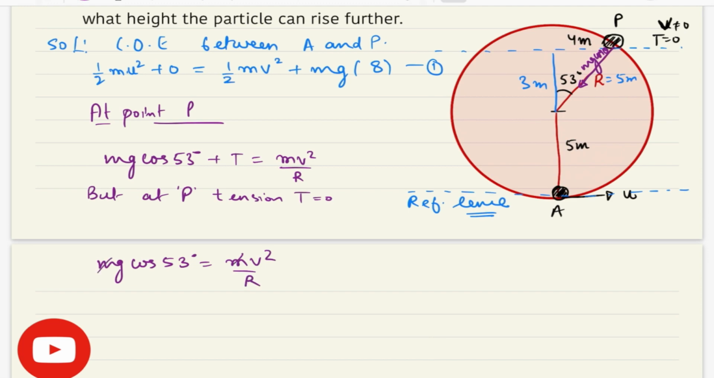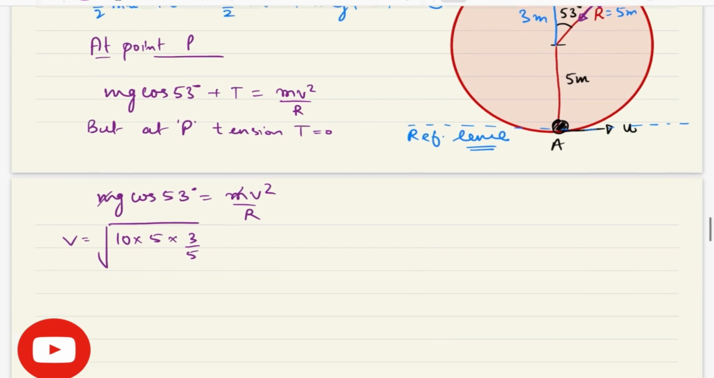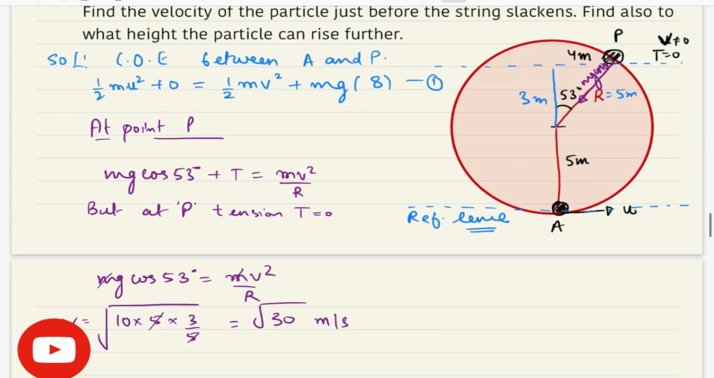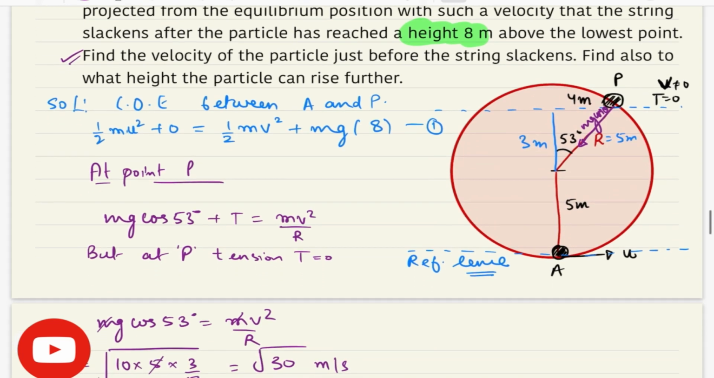The m terms cancel each other. So let's put the value of g equal to 10 and r equal to 5. So this is 10 multiply 5 and cos 53 is 3 by 5, and it's root. So this is the speed. When you calculate it, this 5 term cancels, and it comes out to be root 30 meter per second. Alright, so this is our velocity which is asked in part A. We calculated the velocity at point P.